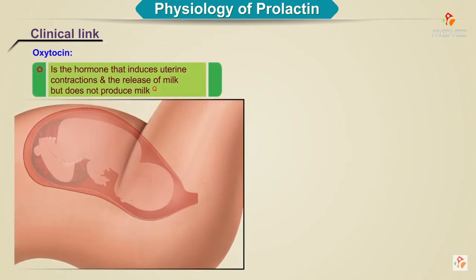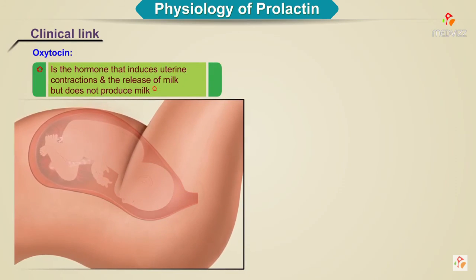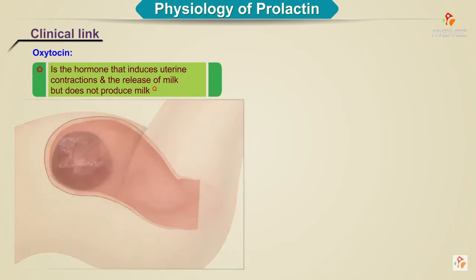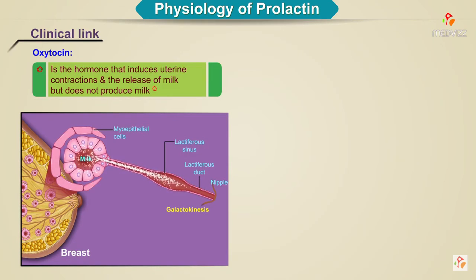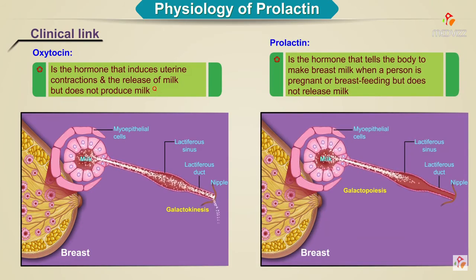Note that oxytocin is the hormone that induces uterine contractions and the release of milk but does not produce milk, whereas prolactin is the hormone that stimulates the production of breast milk when a person is pregnant or during breastfeeding, but it does not cause the release or the ejection of milk. That concludes our discussion on prolactin.